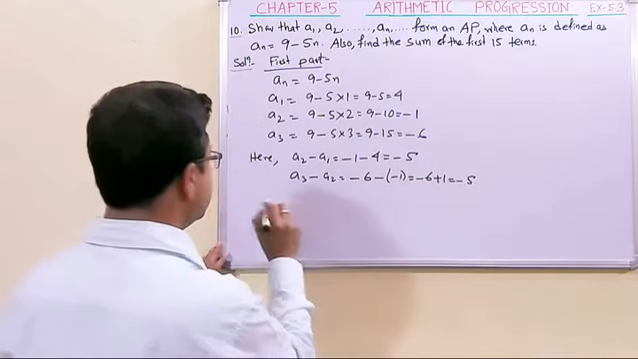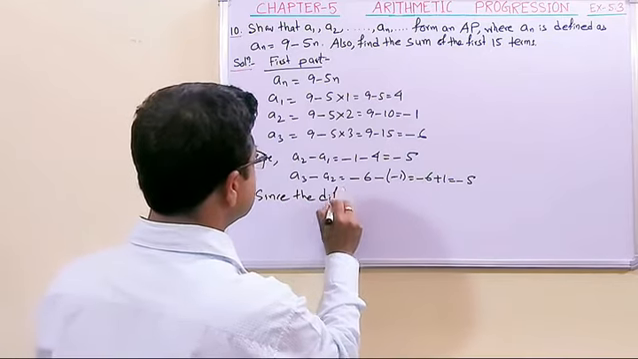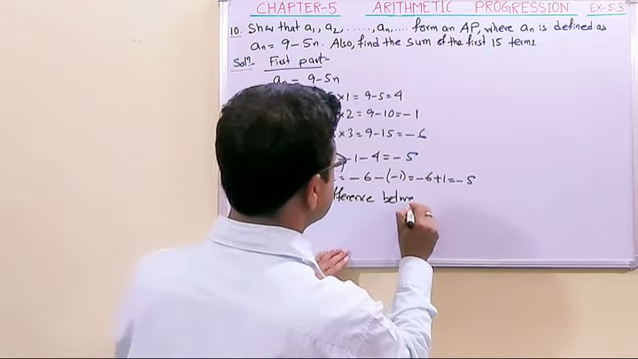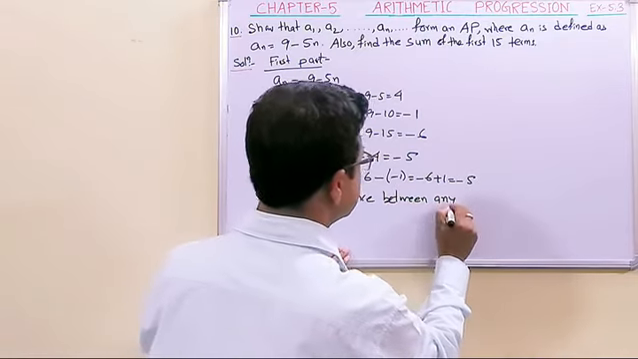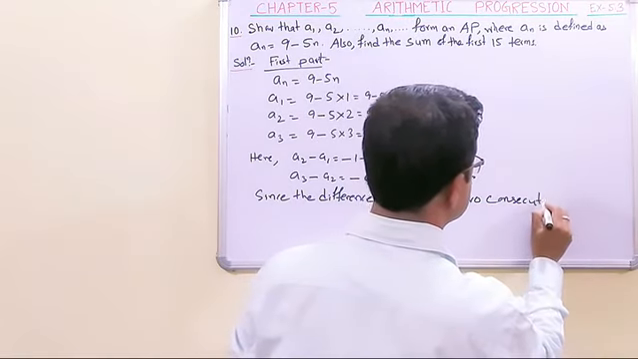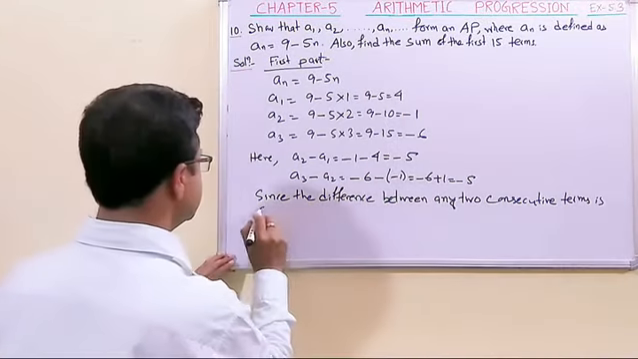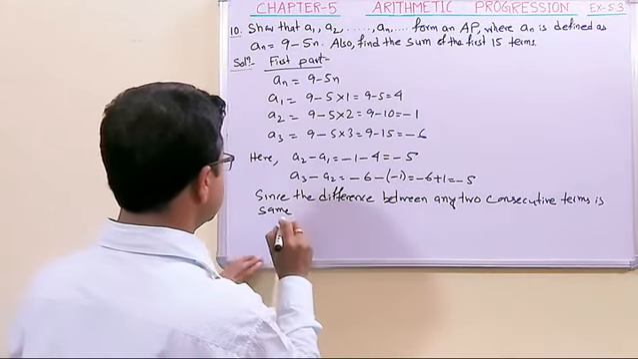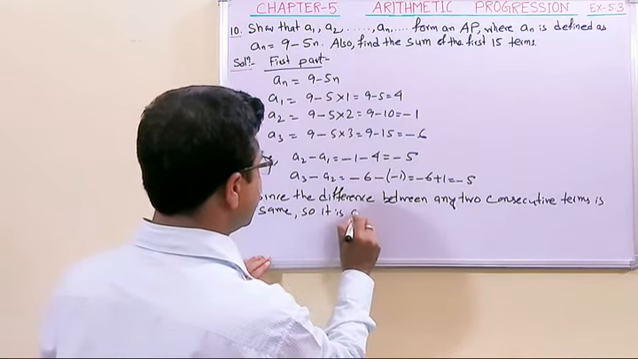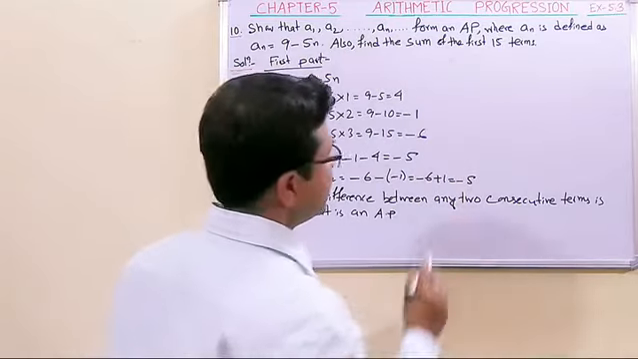So let us write the statement. Since the difference between any two consecutive terms is the same, how much is it? Minus 5. Same, so it is an AP. It means a1, a2, ..., an form an AP.